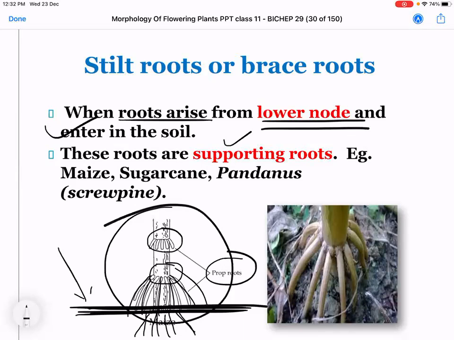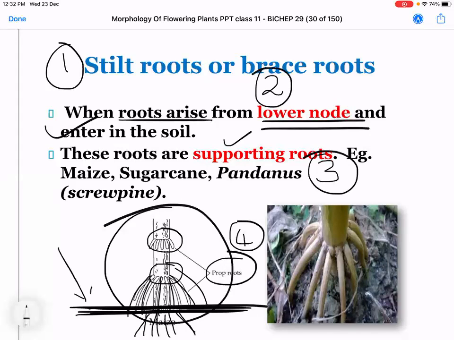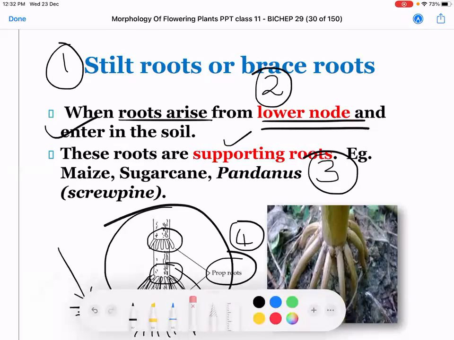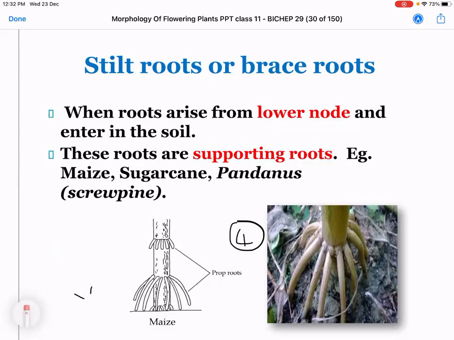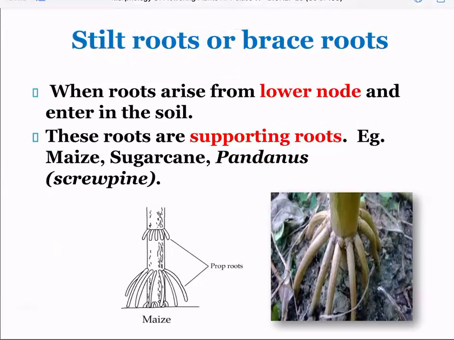Ready? Look, this example has 4 names. Number 1, stilt root. Number 2, brace root. Number 3, supporting root. And number 4, prop root. Examples are maize, sugarcane, and pandanus. The names of that adaptation are different, but with the same meaning. So do remember these as well. So this is the 4th example. Now, next example, please take the screenshot.